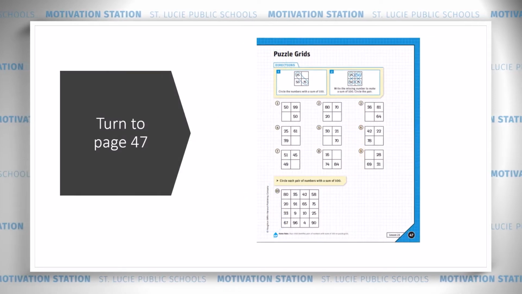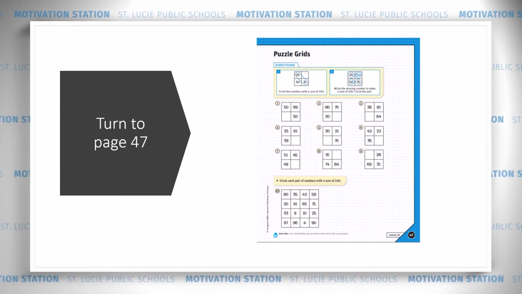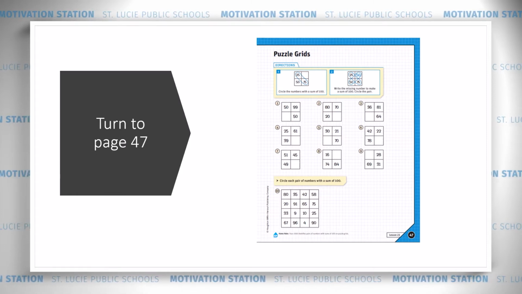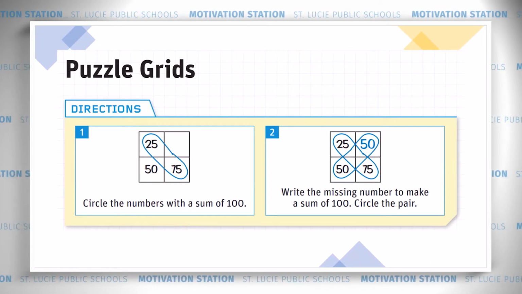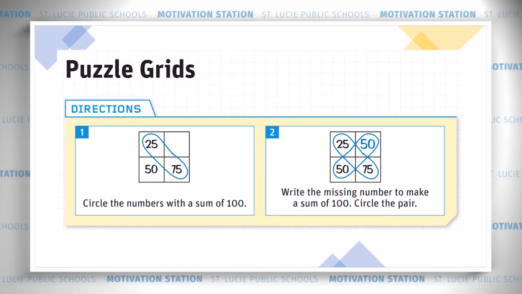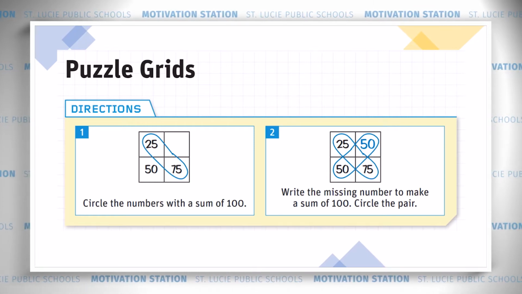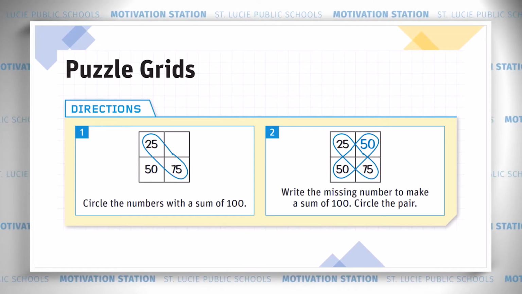Turn to page 47. On page 47, there are puzzle grids just like the ones we've been doing. The directions say, circle the numbers with a sum of 100, write the missing number to make a sum of 100, and circle the pair, just like we've been doing. We'll do the first 3 together. Okay, here we go.